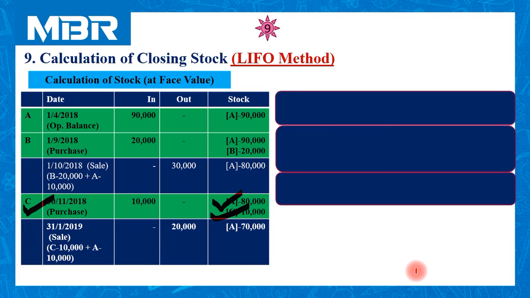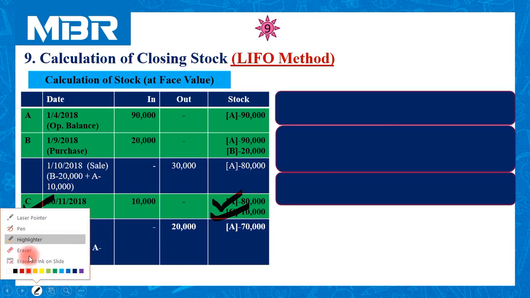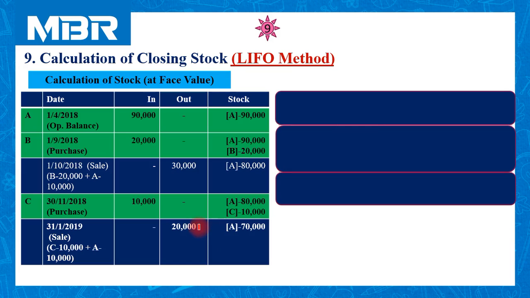On January 31st, we have sold for rupees 20,000. So again we need to apply our logic. The lot of C is only of 10,000, so again we have to sell 10,000 from this A. Here it is written for your reference. Out of these 20,000 rupees, 10,000 from C, that was from last purchase, and the rest, 10,000, from A. So 10,000 from C, 10,000 from A, total 20,000.